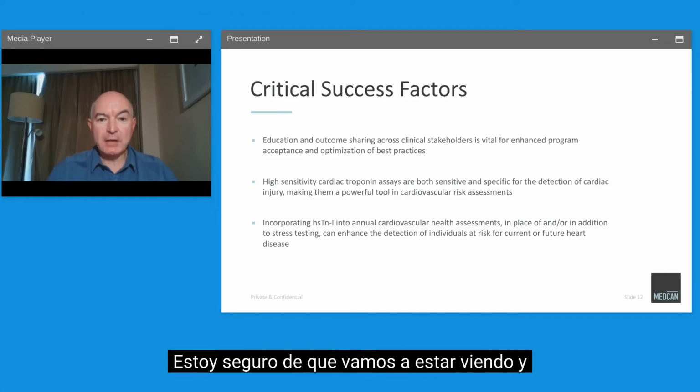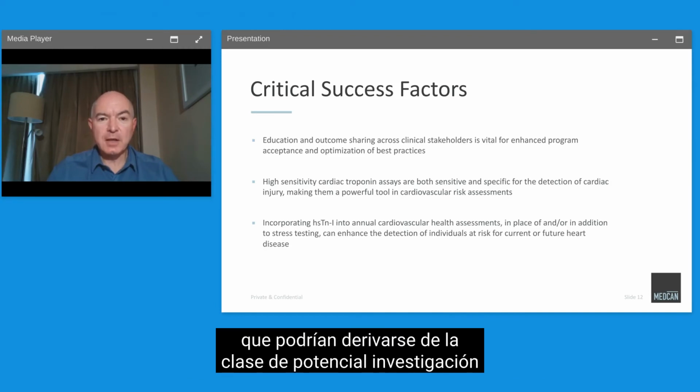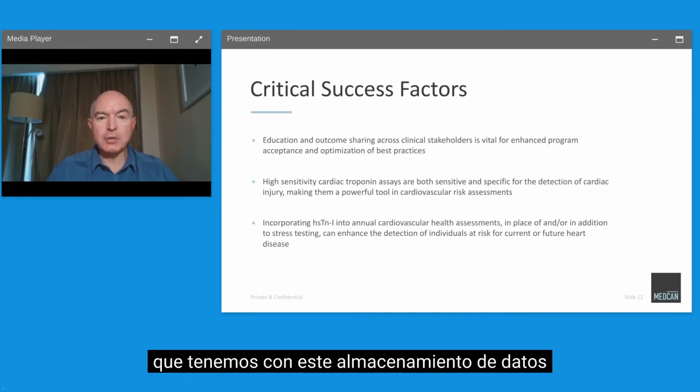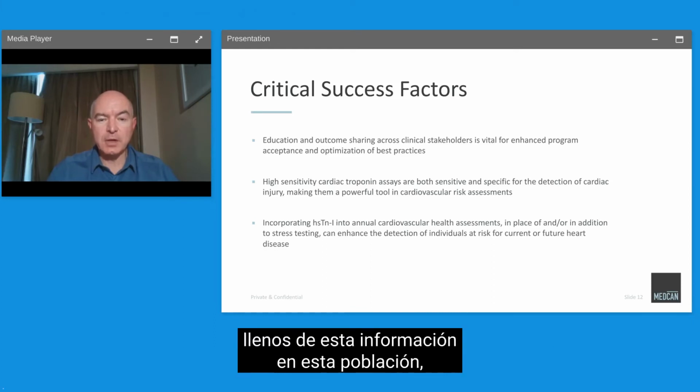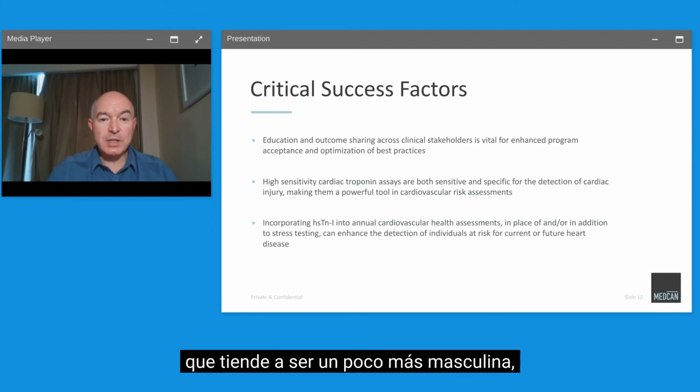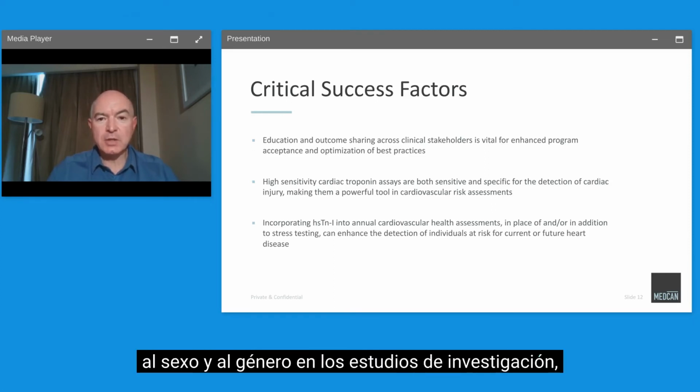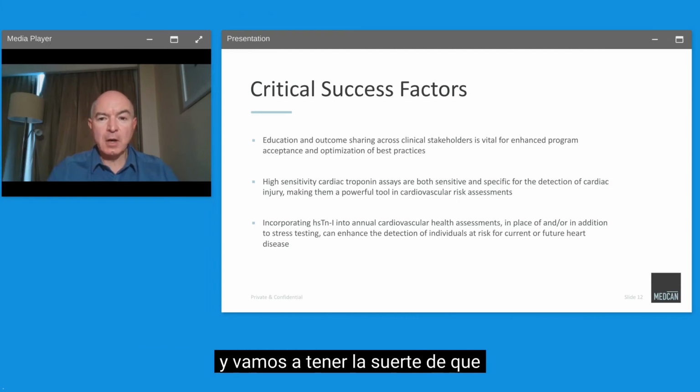I'm sure we can have lots of research papers stemming from the kind of research potential that we have with this data warehouse full of this information in this population, which tends to be slightly more male, but with a high degree of female. And obviously, we want to be sensitive to sex and gender in research studies. We're going to be lucky enough that our population tends to be very equal in terms of male and female. So with that, I'll close.